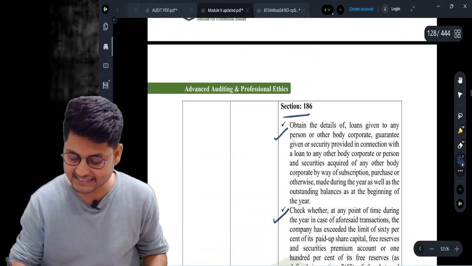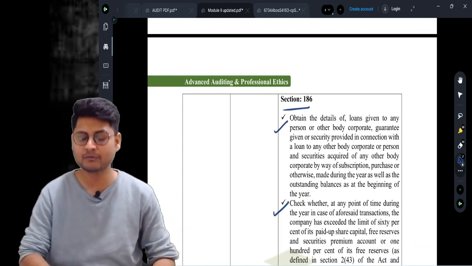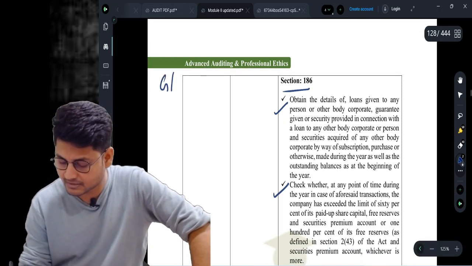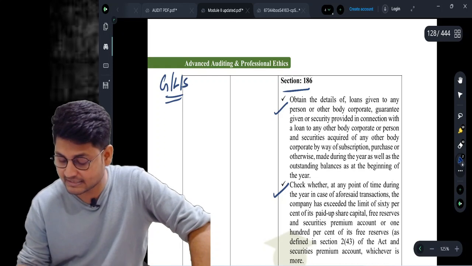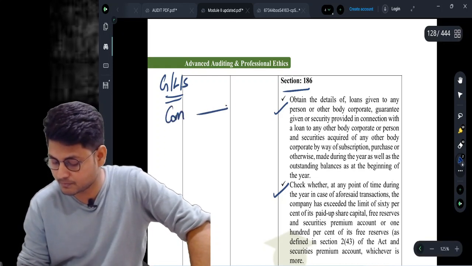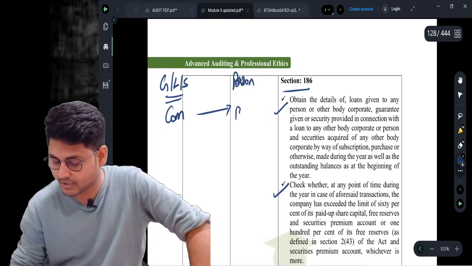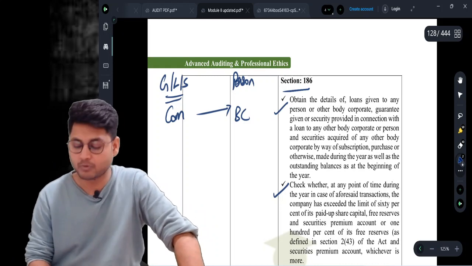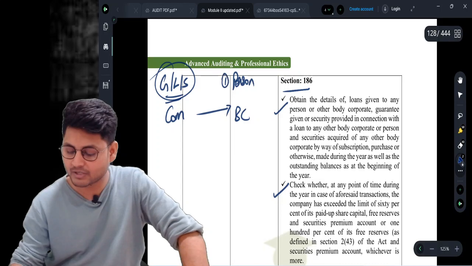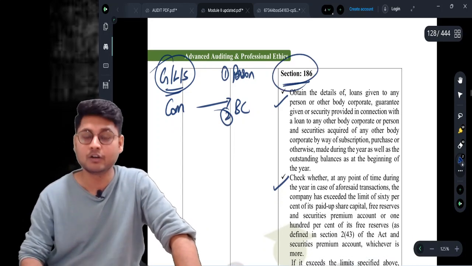Come to the section number 186 notes. It is very, very important. 186 is also important. What is it talking about? It is talking about the loans, guarantees and securities a company gives to any person or body corporate. Regarding this, we are writing section number 186.